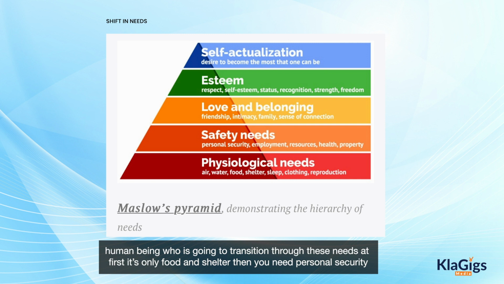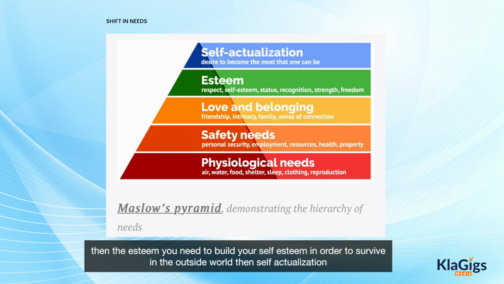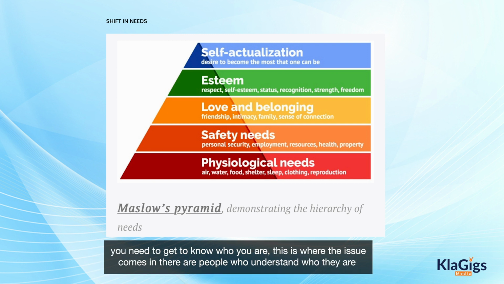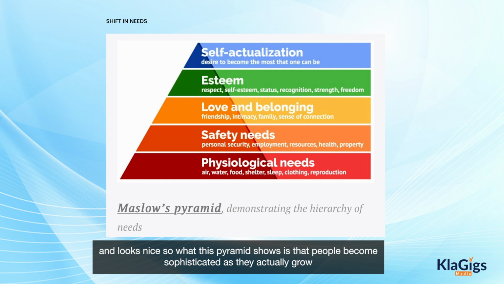At first, it's only food and shelter. Then you need personal security, which is employment. Then you need belonging. You need a family, a wife, and so on. After getting money, then the esteem. You need to build your self-esteem in order to survive in the outside world. Then self-actualization. You need to get to know who you are. This is where the issue comes in. There are people who understand who they are, and you have to design for them in order to convince them that what you've designed for them is usable and looks nice.